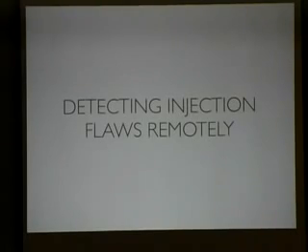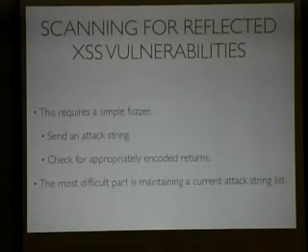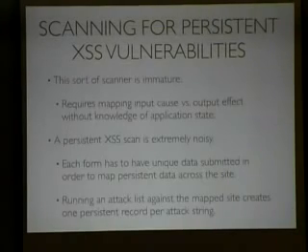Detecting injection flaws remotely, there are a couple of ways of doing it. Pretty much scanning, which I think I've already talked about. You have a simple fuzzer which sends an attack string and checks for appropriately encoded returns. The most difficult part here is maintaining a list of current attack strings. There are lots of them out there. My favorite happens to be the OWASP project, the Cal9000, which allows you to build attack strings, customize, and even try and create your own. But there's a fairly comprehensive current generation of attacks available through that. It's basically checking: when I send an attack string, does it come back in a way that will be executable by a browser?